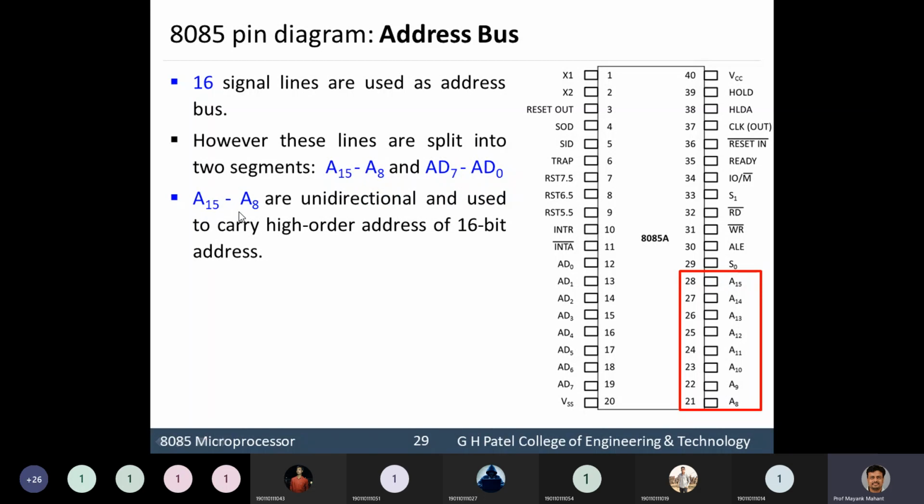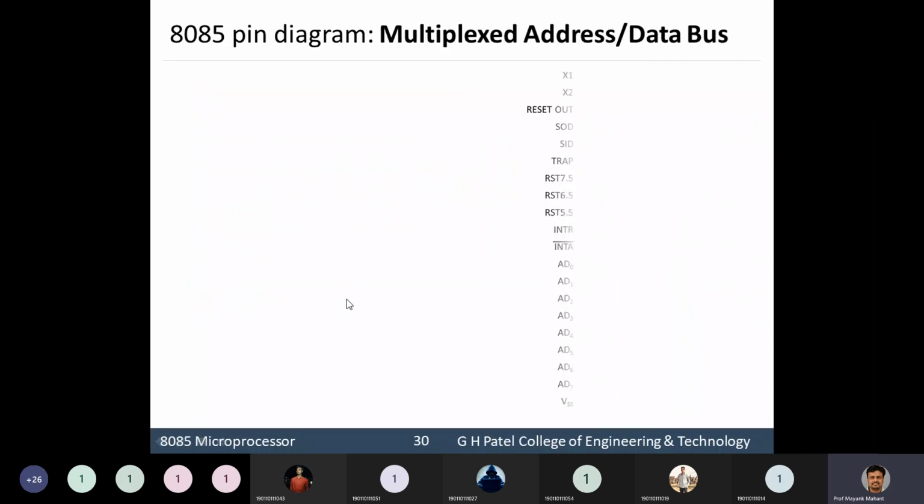Okay, so A8 to A15, they are unidirectional and used to carry the higher order address of the 16-bit address. Okay, so this is the higher order address of the 16-bit address of a memory location. And this AD7 to AD0, they are used for a dual purpose. One is for the lower order address of the 16-bit address, and another it can also be used for the data.